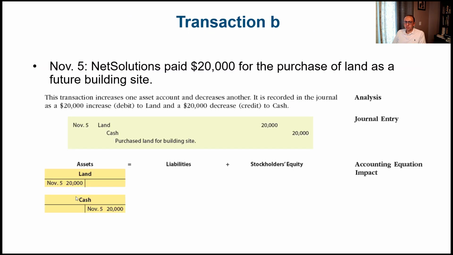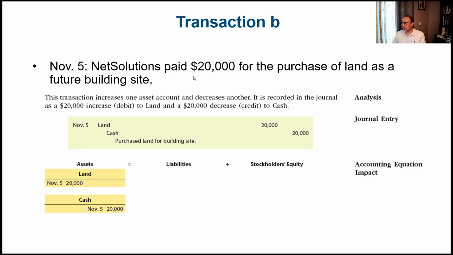So now let's see transaction B. Transaction B here says Net Solutions paid $20,000 for the purchase of land as a future building site. So we bought land and we paid for it with cash. So land is an asset. When assets go up, what's going to happen to it? We record it on the debit side. What is the other account that we used? It's cash, because we paid $20,000 in the form of cash.